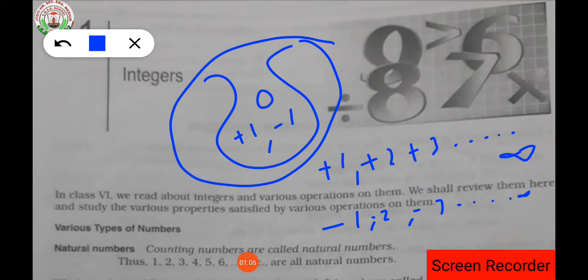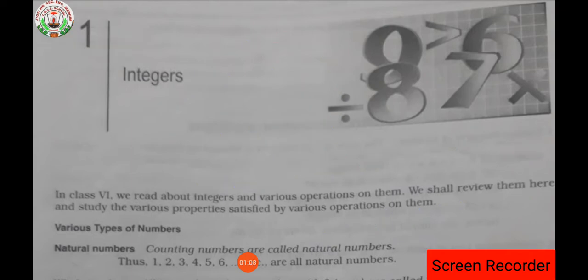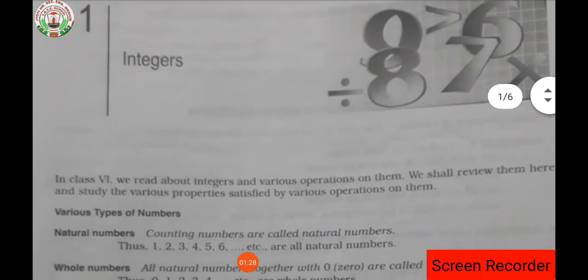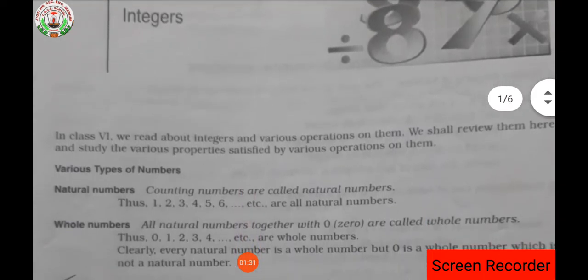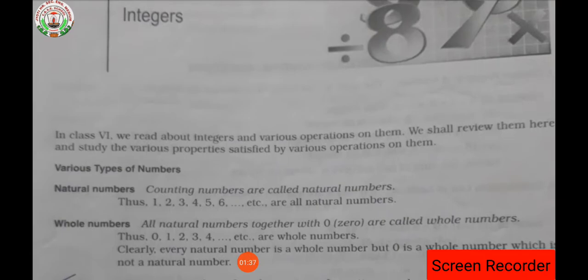Have you understood? So in this chapter we are going to see integers, and before starting the topic of integers we are going to see some basic topics like what is a natural number, what is a prime number, what is a composite number, odd numbers, even numbers. As you know, natural numbers are all the counting numbers. 1, 2, 3, 4, 5, 6, and so on, these are the counting numbers. Whatever counting numbers we have, they are said to be natural numbers.